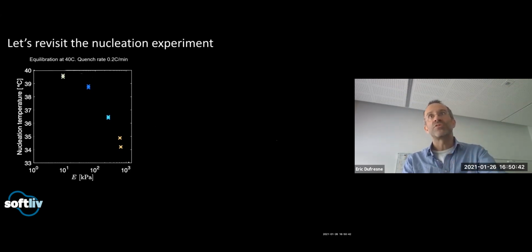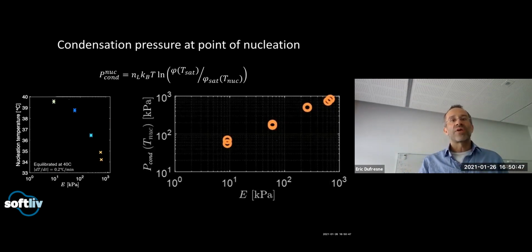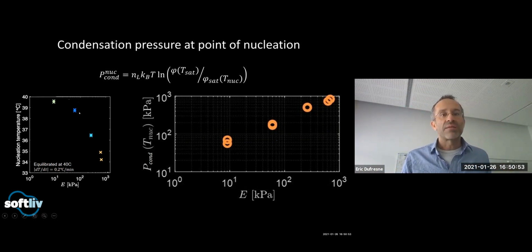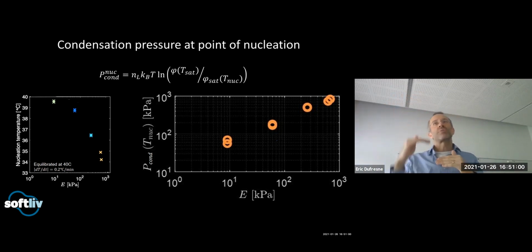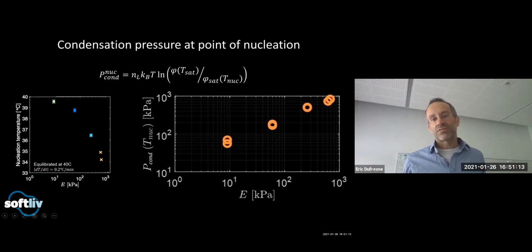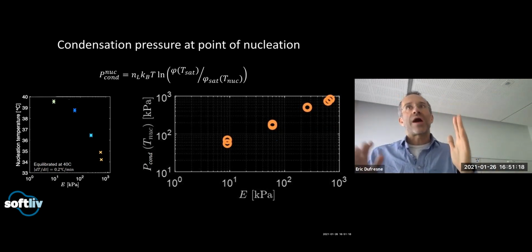So we're going to go back to this nucleation experiment. We have a phase diagram for our system that I'm not showing. I don't want to bore you. But we can basically calculate this condensation pressure at the point of nucleation for our system. We know that we have a certain amount of undercooling. With the help of the phase diagram, we can translate that into a pressure. And what we see is that the condensation pressure that you need to make a droplet scales with the modulus, okay? So it makes sense. The stiffer the material, the harder you have to push.